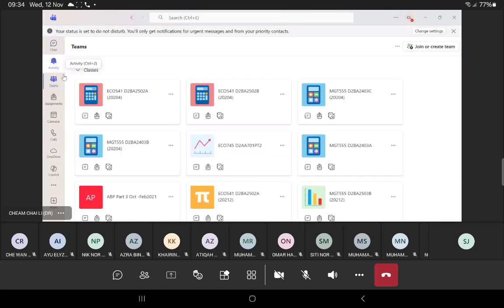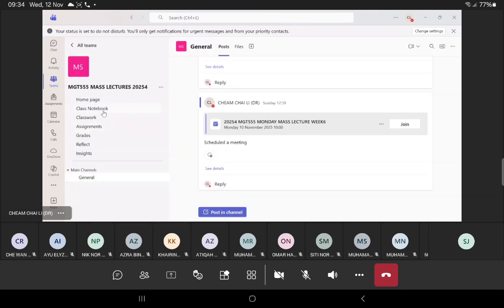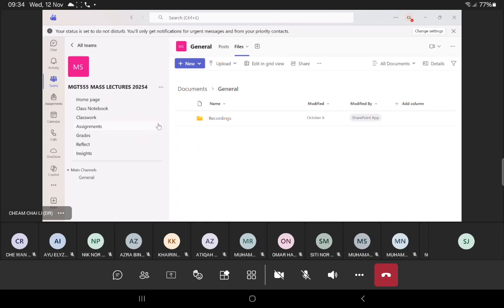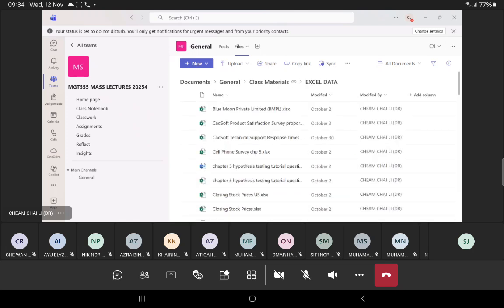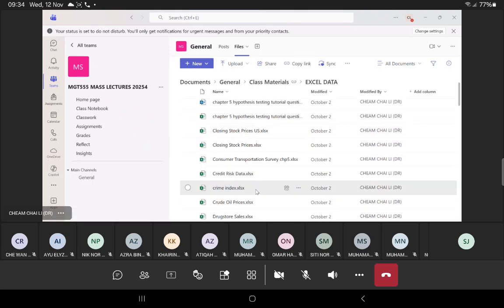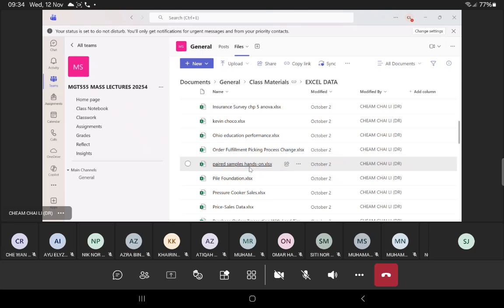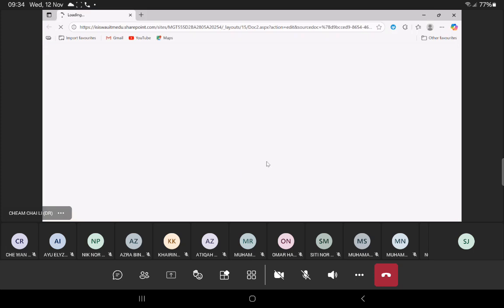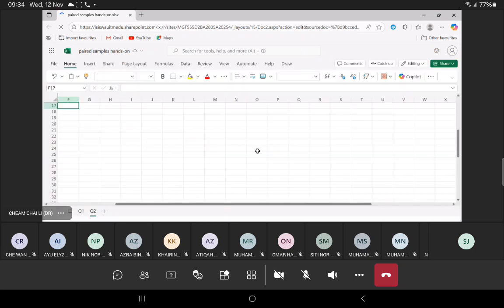Before I assign, let's look at the mass lecture, whether I have the Excel data. What is it called, the PET samples. Yeah, okay, this one. I also want you to look at this, in your Excel data.